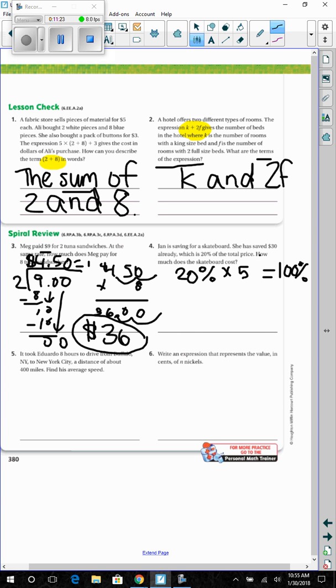So she has already saved $30. I'm going to take $30 and multiply it by the same number, 5. 5 times 0 is 0. 5 times 3 is 15. So my answer is $150.